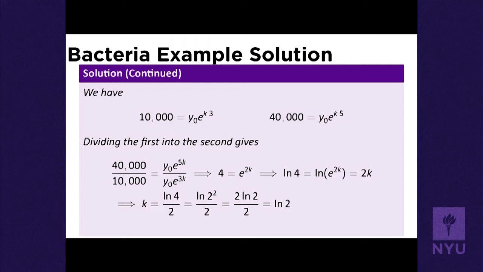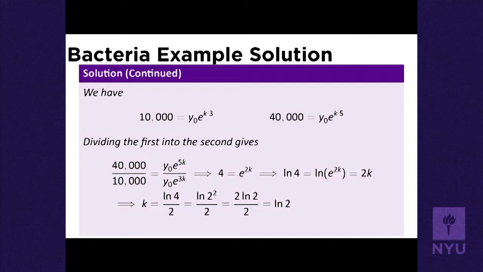So dividing the two equations isolated one of the unknowns in its own equation. So I've got e to the 2k equals 4. Now that's actually an easy equation to solve because we know the function which inverts exponentiation, the inverse function to the exponential function, is the natural log. So the natural log of 4 is the natural log of e to the 2k, and the natural log of e to the 2k is 2k. That's what ln does. It undoes the effects of exponentiation.